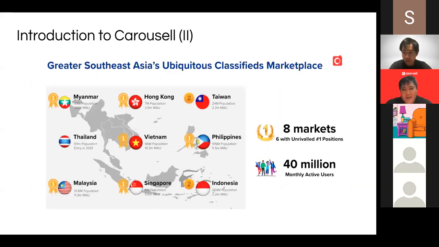We've been doing relatively well. We are in 8 markets right now, and in 6 of them we have unrivaled number one positions. People think of us as Singapore-founded, but we're actually biggest in Malaysia, number 2 in Vietnam, and number three is actually Singapore and Philippines. All in all, you're talking about 40 million MAU. So in Singapore we know Carousell as the company we love that was founded here, but it has actually spread its wings quite a bit beyond the region.